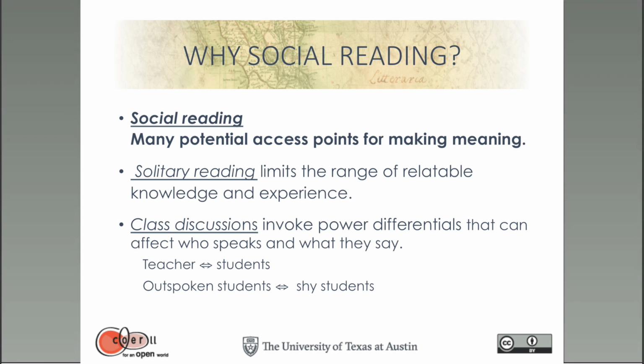What I'm hoping to point out in my textual analysis is that a text provides so many potential access points for making meaning. When we compare social reading to, say, solitary reading, we see that solitary reading limits the range of relatable knowledge and experience. People will often say to me, yes, but we do social reading essentially in class when we have class discussions. I say, yes, but class discussions, of course, invoke power differentials. So you have teacher and students, outspoken students, and shy students, and this can affect who speaks and what they say.